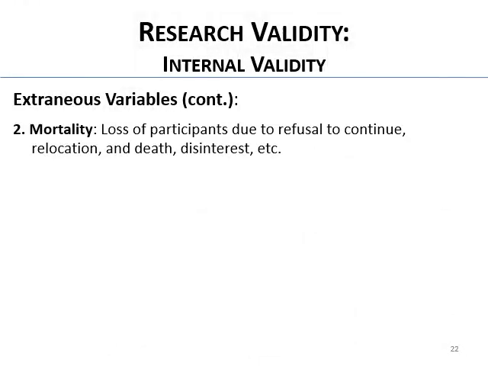So mortality is one of the classics of internal validity issues. And mortality, I mean, it means death, but it also means just loss of folks. They drop out of your study, so they're dead to you, I guess. This is when you lose participants because they don't want to continue. They relocate. They literally die.